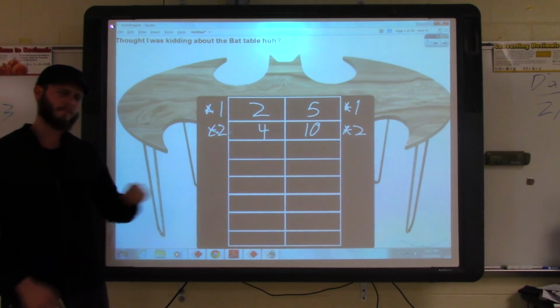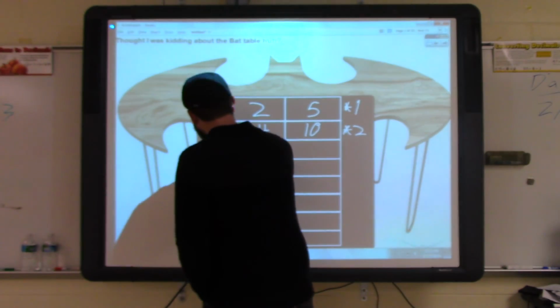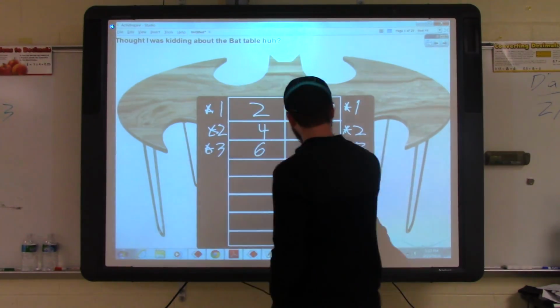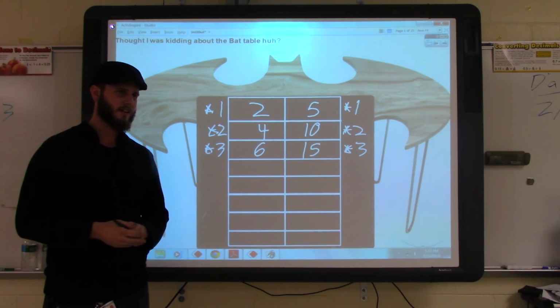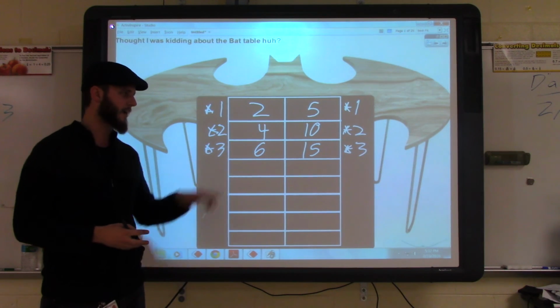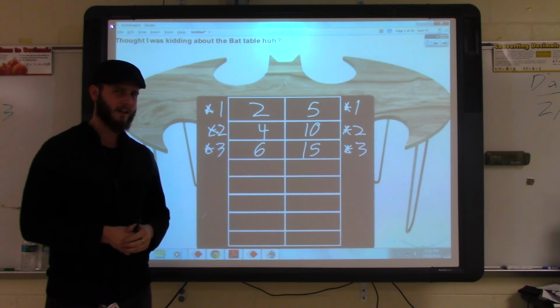What do you think that my next part should be? Do you think I should multiply by 3? Let's give it a shot. Hopefully you noticed something about what I just did. I'm not looking at my second part of my table. I'm looking still at my original piece of my table.